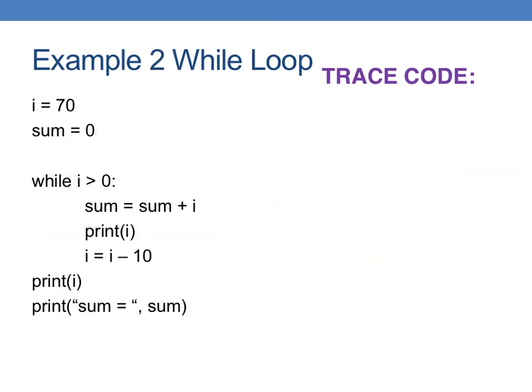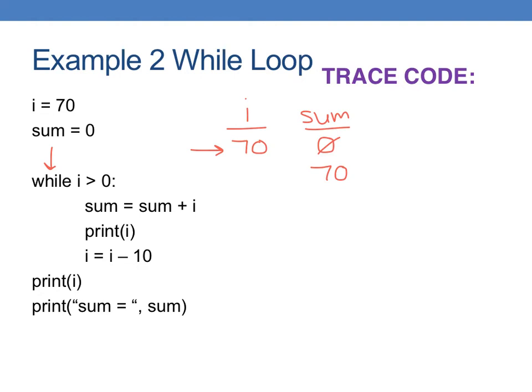All right, same process here. It's just a slightly different loop this time around. We're going to start off with i, and i is set to 70. We then have sum, and sum is set to 0. And we go through and it says, well, i is greater than 0. I can currently see that i is greater than 0. So sum becomes sum plus i, which becomes 0 plus 70.